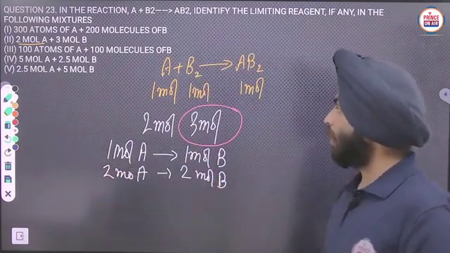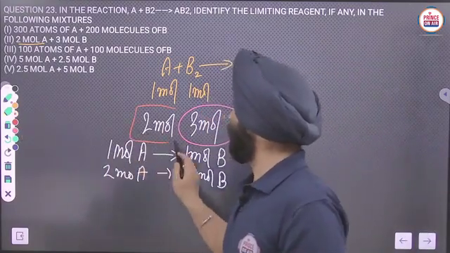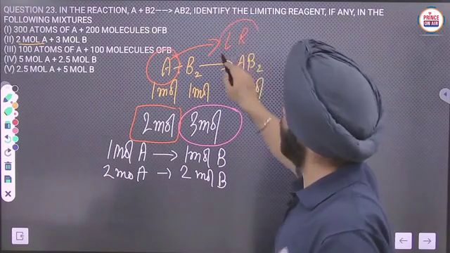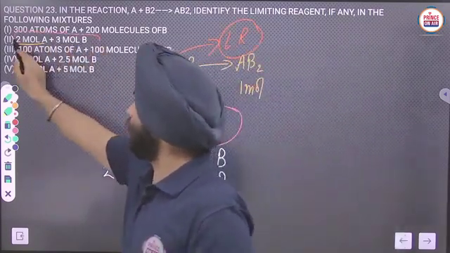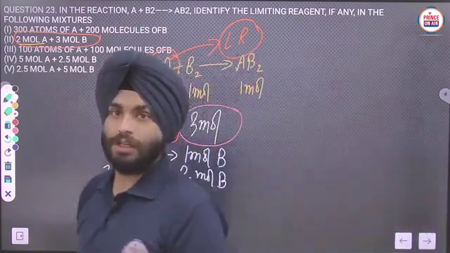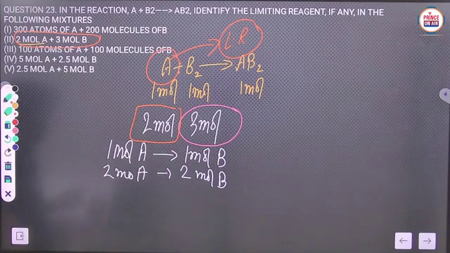So here, which is in limited amount, that is A. So A will be the limiting reagent in the second question. Okay? In the second part, A will be the limiting reagent. Clear? Simply direct questions are there here. Clear?